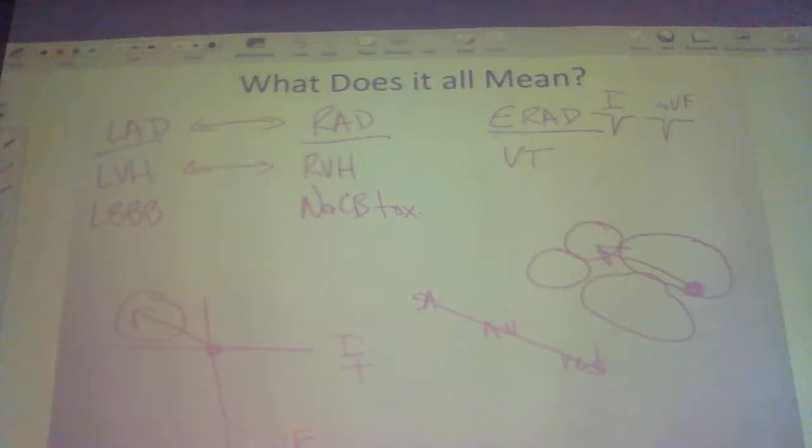So that's why VTAC produces this extreme right axis deviation. All right, so I want to add one more thing here, and that is a little bit of a pearl, a take-home message. So the overall QRS axis always moves away from infarction, and it always moves in the direction of hypertrophy. So this is a little something that hopefully simplifies all of the things we have to remember here.